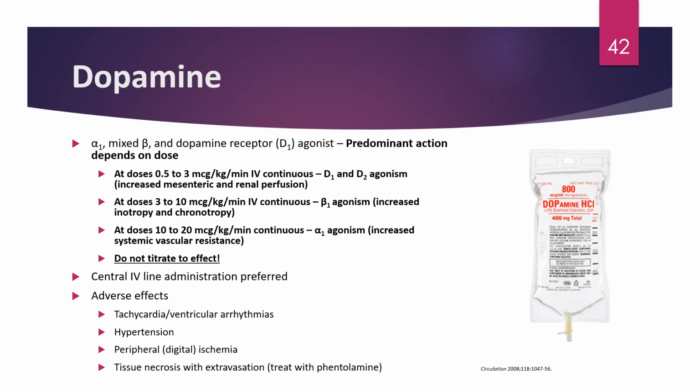Generally with this one, you don't want to titrate to effect because you want to aim for whatever the range is that you are trying to go for with your particular agent. So if you want to have beta agonism and alpha agonism, you might aim closer to the 10 mark because you'll basically get mostly beta 1 and alpha 1 agonism. If you want the renal effects and the mesenteric perfusion effects, you might aim for the lower doses. But generally, this is not an agent that's like the others where you just titrate it to effect, like norepinephrine, epinephrine, phenylephrine. Central administration is preferred, and you actually get similar things as you would with norepinephrine and epinephrine: tachycardia, ventricular arrhythmias, hypertension, digit ischemia, tissue necrosis.